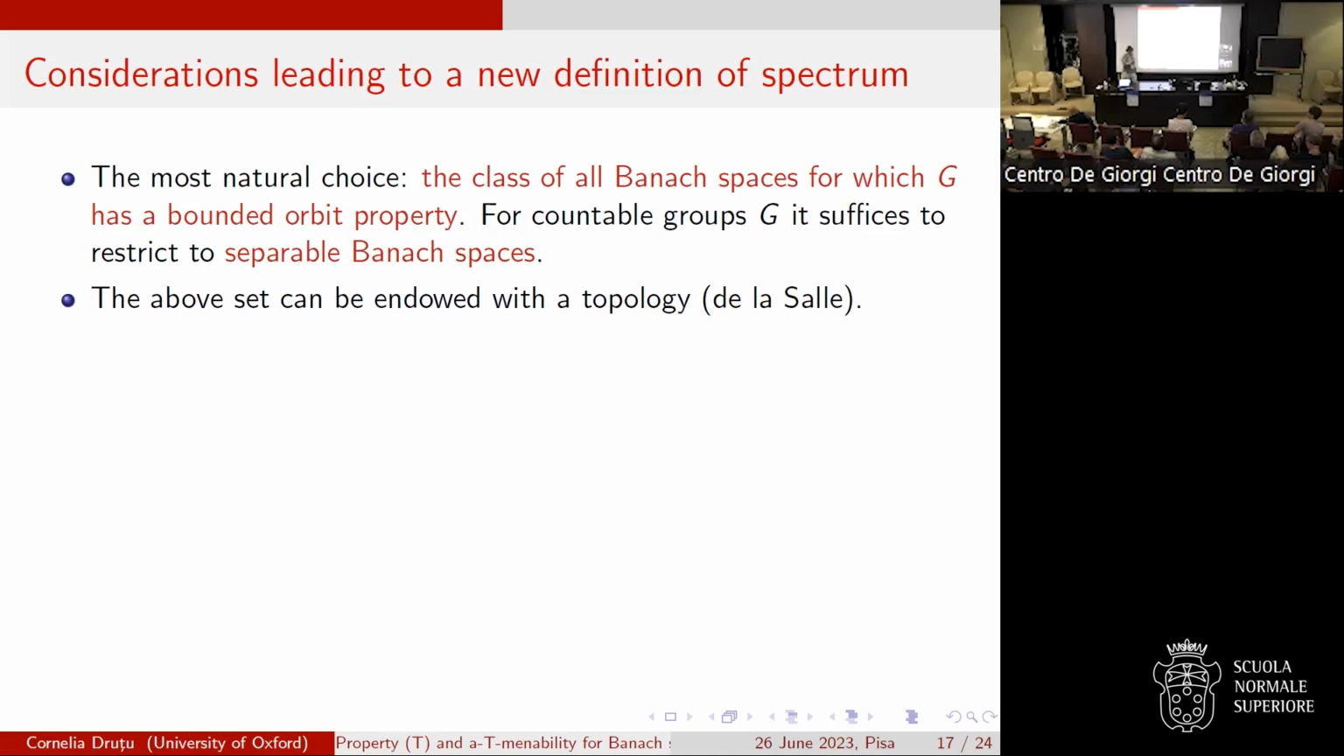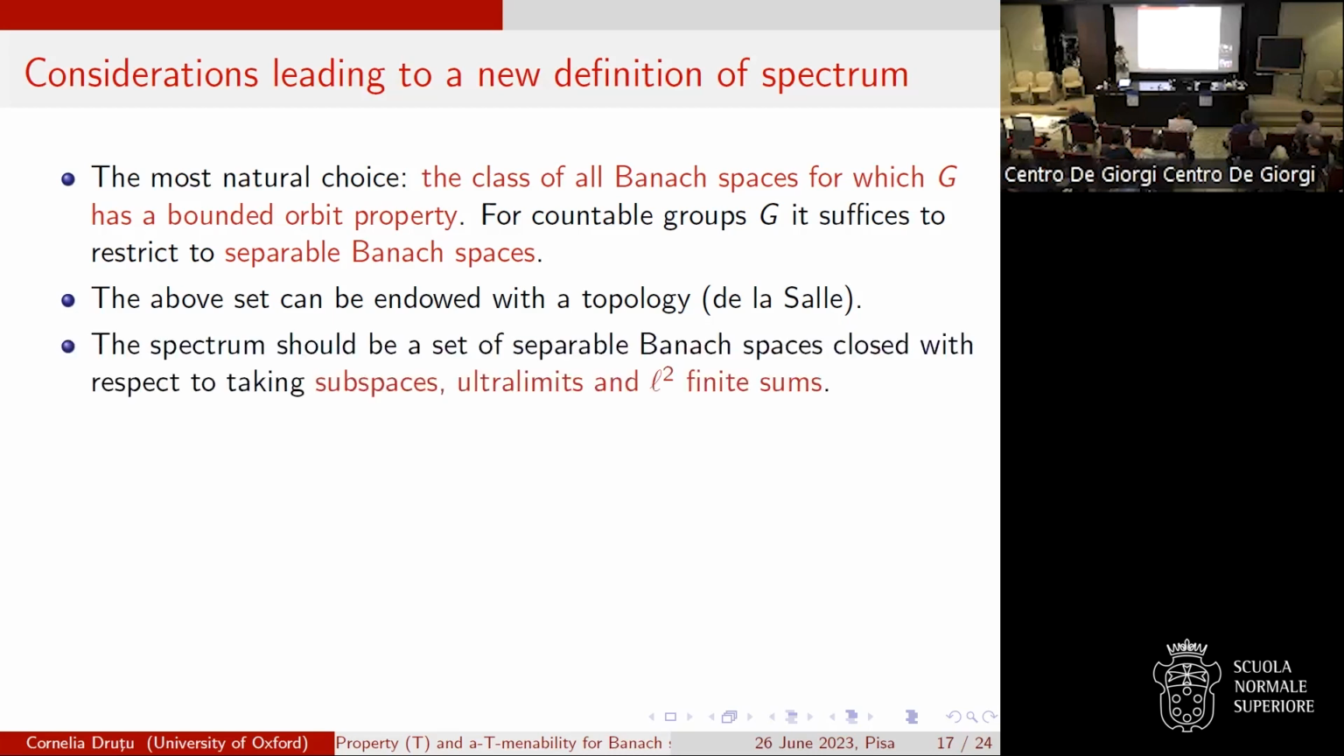And this one can be endowed with a topology. Michael de la Salle defined the topology for that. And for topological reasons, it would be good to consider all the Banach spaces for which the group has the bounded orbit property, also closed with respect to taking subspaces and ultralimits. So this is if we want to get a set that is reasonable with respect to this topology, so not too crazy. And I've added a third condition, which is closure with respect to L2 finite sums.